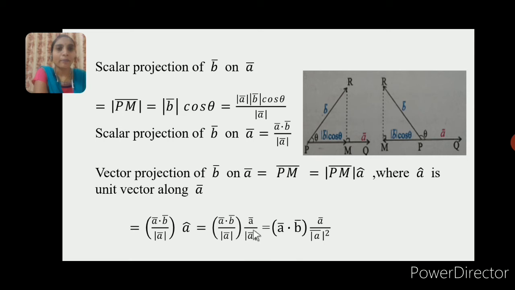Formula for A cap is A bar upon magnitude of A bar, which is equal to in bracket A bar dot B bar bracket complete into A bar upon magnitude of A bar into magnitude of A bar, which is magnitude of A bar square. That is, vector projection of B bar on A bar is in bracket A bar dot B bar bracket complete into A bar upon magnitude of A bar square.